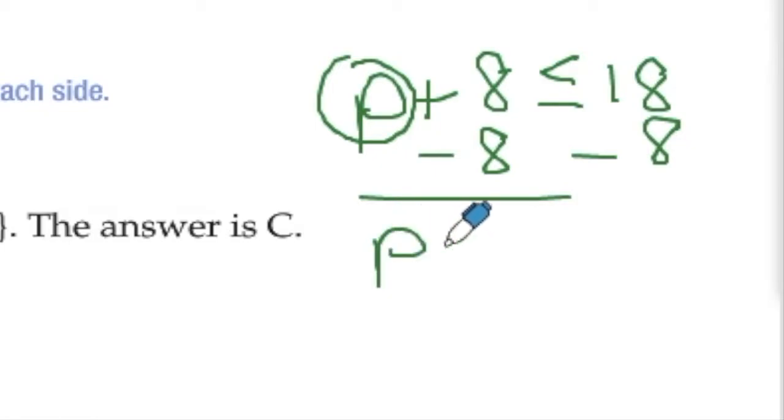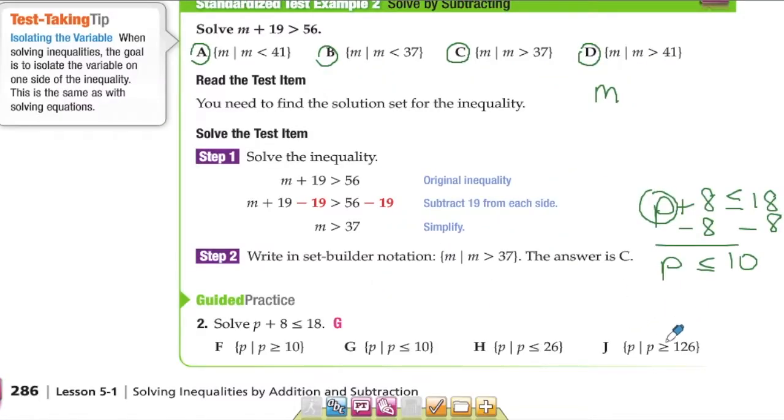And we're left with P is less than or equal to 10, and we're going to write that in set builder notation with our braces. P is the variable less than or equal to 10, which is letter G.